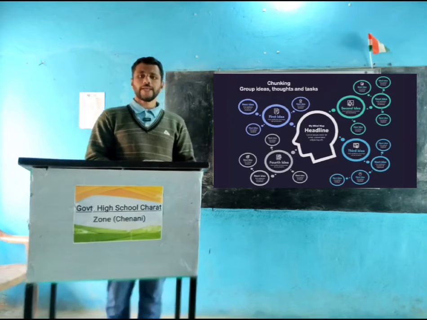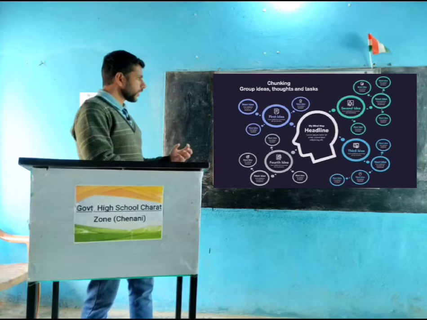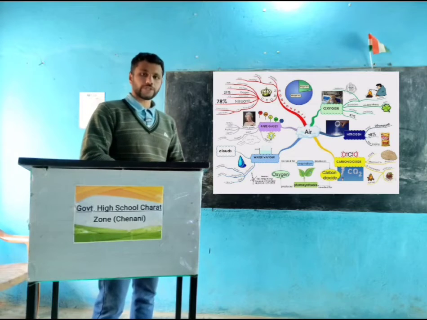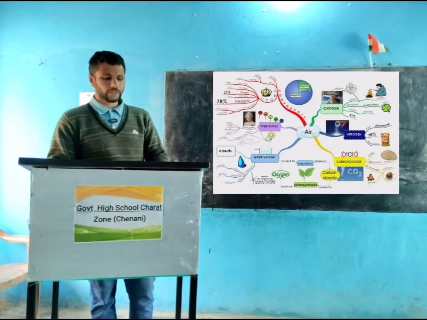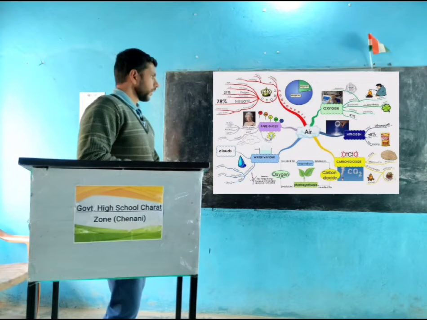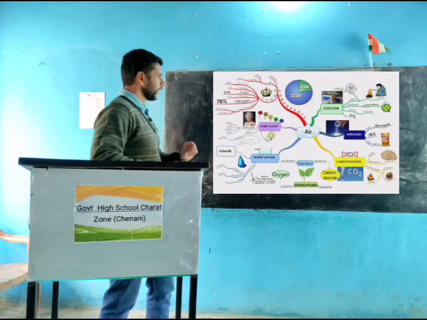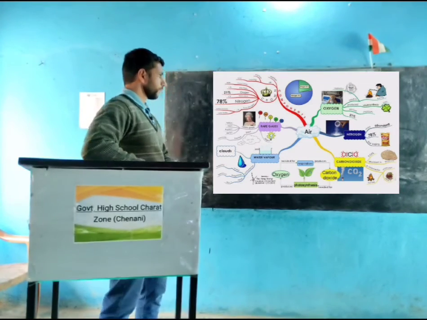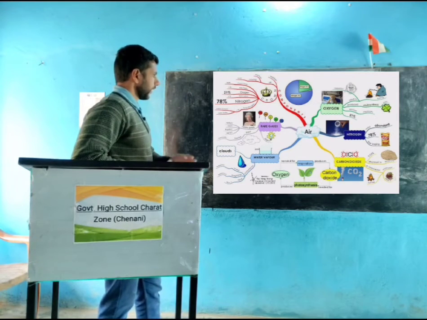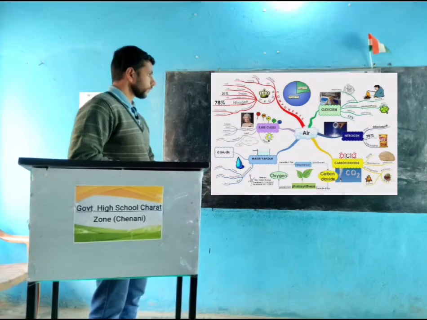The next method of enhancing our memory is called chunking. In this method, we can chunk different ideas into groups. A good example of chunking is the use of mind maps. As you can see here, we have made a mind map using air. Air has different components, like if we talk about oxygen, it is 21% of the atmosphere, and carbon dioxide is 0.035%. And likewise, there is water vapor and rare gases in the air.